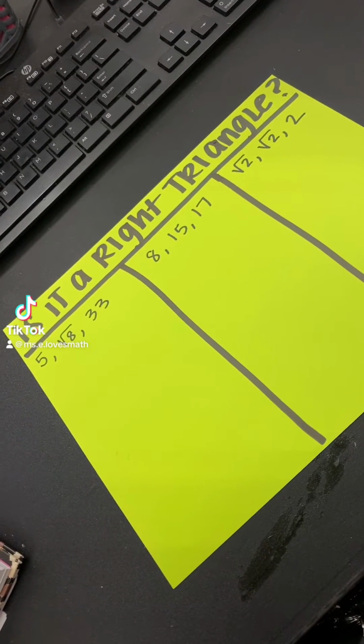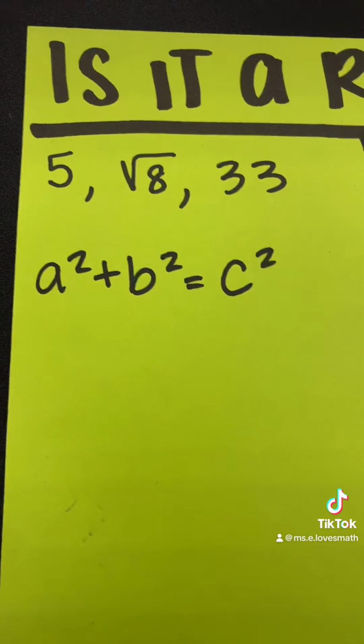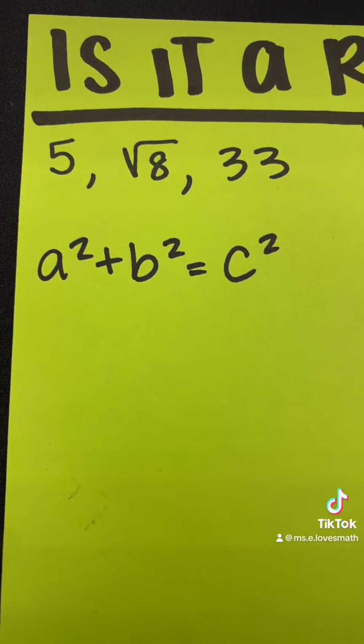Is it a right triangle? Let's find out. Here's our first example. We are going to use Pythagorean's theorem to help us decide if these three side lengths form a right angle.